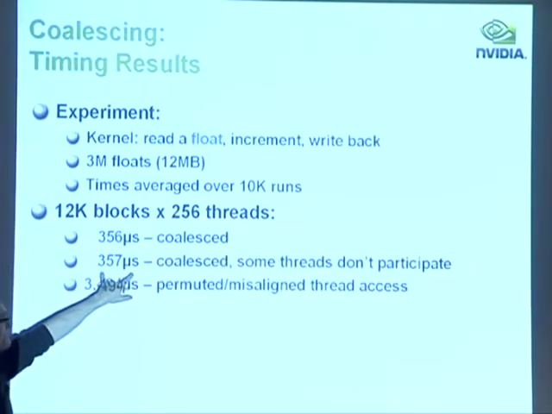We also modified the code so that there's a condition in there: all the threads compute these sequential aligned addresses, but some of the threads don't actually do the load, so they don't participate. That's basically the same performance, with slight overhead for the extra instructions. But if you permute or misalign the thread accesses, it's about 10 times slower. So that's why this is such an important optimization target. This is usually the first thing I look for when I'm optimizing CUDA code.